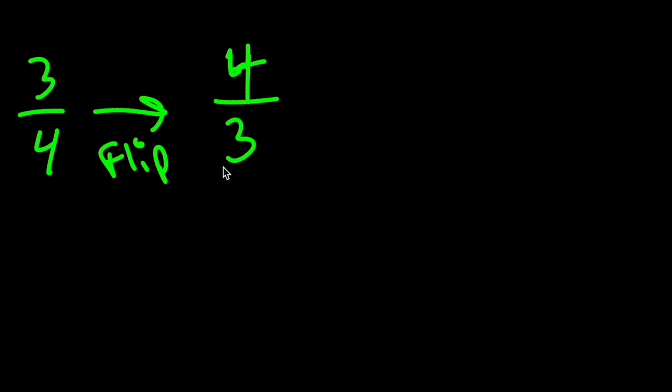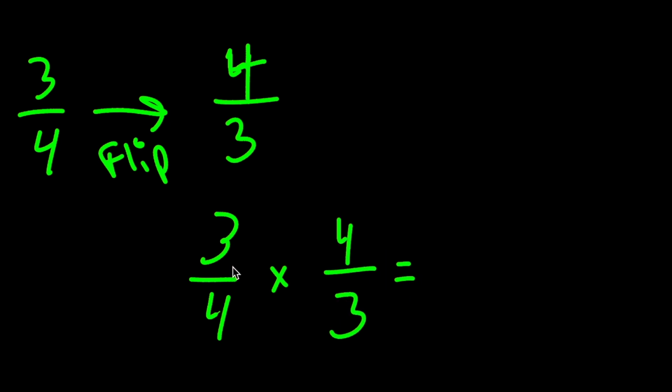Now, to check if the statement is true, that if we multiply a number by its reciprocal, it will equal 1. So 3 over 4 times 4 over 3. 3 times 4 is 12. 4 times 3 is 12. 12 divided by 12 is 1. So the statement is true.